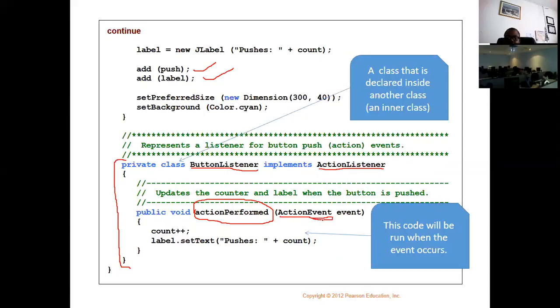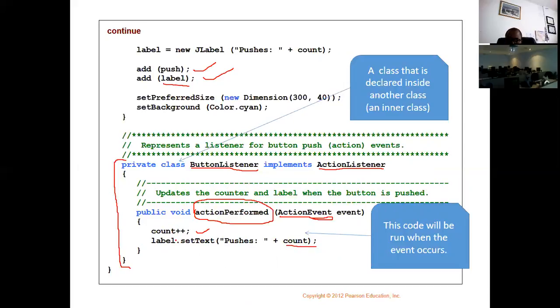Okay? Now this action event called event is now accessible in the body of this action performer. And what we do is to now inside here add one to the count and set the text of label to pushes and the value of count. So obviously if count was 0, count now becomes 1, and then I reset the text of label as we had up here, to show the word pushes plus the value of count.